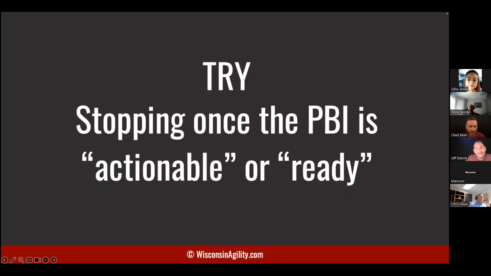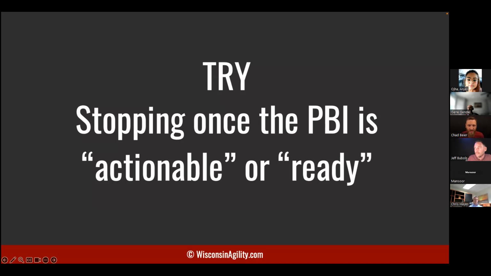Another one: try stopping once the PBI is actionable or ready. This again gets to not adding details to the point where you're actually just planning when you should be refining. Imagine you're stocking your pantry and your refrigerator with ingredients so that you can cook a meal. If you start mixing the dough to bake some cookies, the dough is just going to sit there and it's not going to be good a day later. So refinement is really stocking your refrigerator and having the ingredients in your pantry. You don't start cooking, you don't start working on it until you're in planning and ready to go.